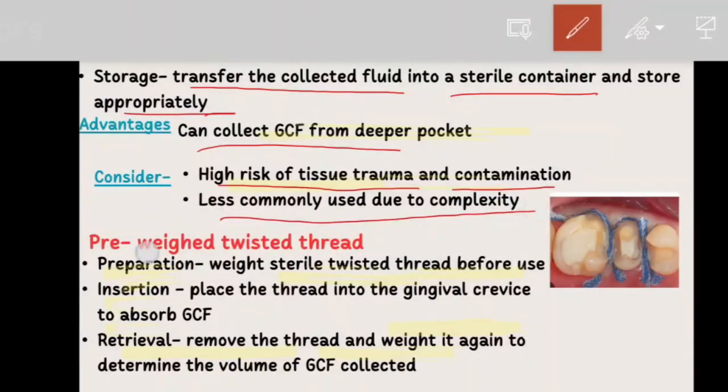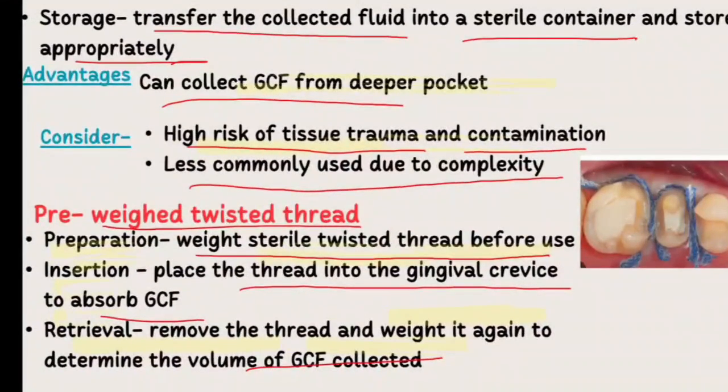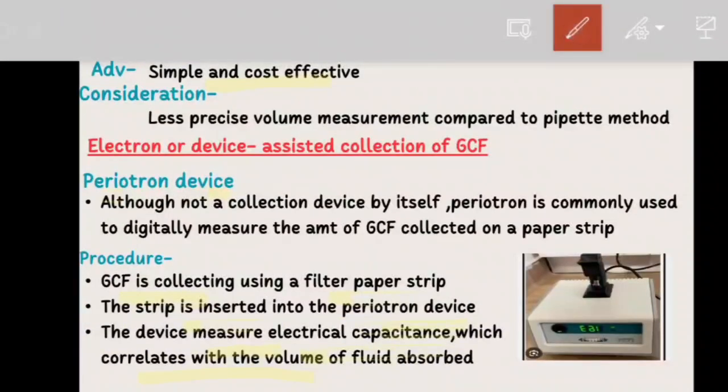Fourth one is the pre-weighed twisted thread. So for preparation, weigh the sterile twisted thread before use. Then insert the thread into the gingival crevice to absorb the GCF. Remove it after absorption. Now weigh it again to calculate the GCF volume. Now the advantages: it is simple and cost effective. The disadvantage is less precise volume measurement compared to the pipette method.